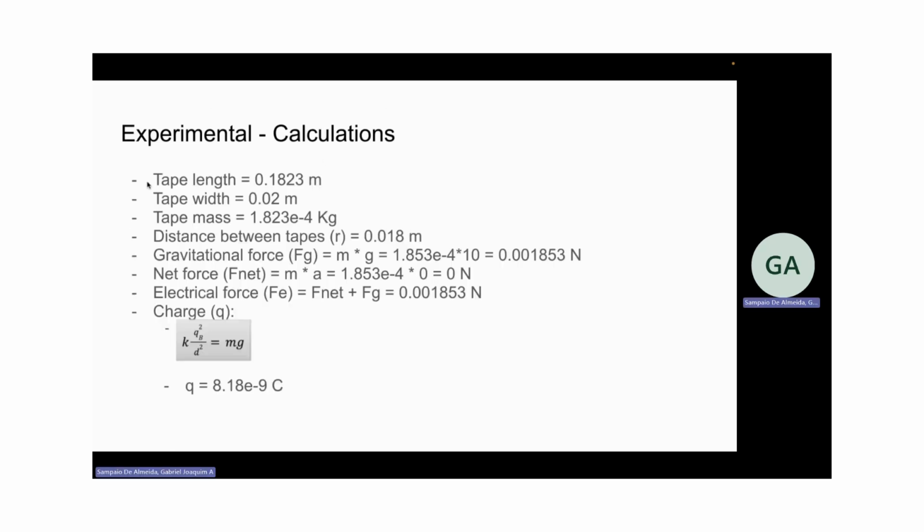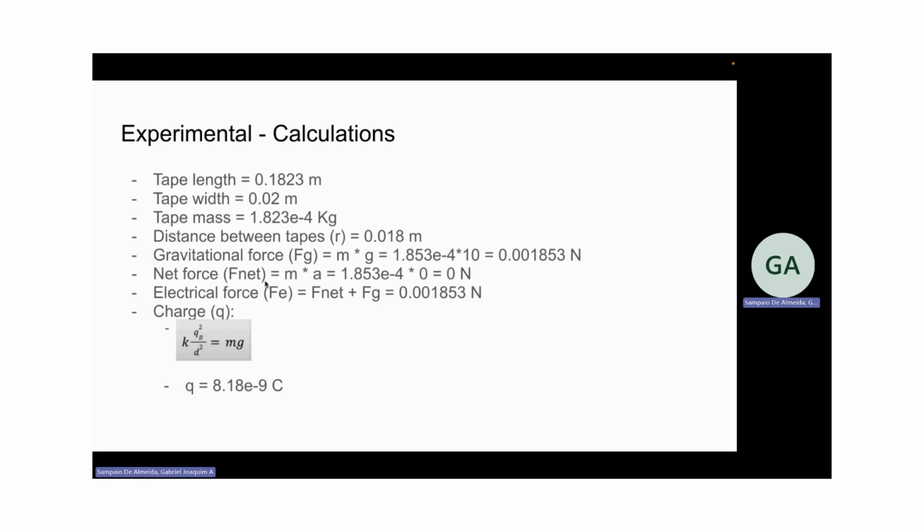For the calculations, the measured tape length was about 0.18 meters, the tape width 0.02 meters, and the tape mass was about 1.823 × 10^-4 kilograms. The distance between tape A and tape B when they stabilized was 0.018 meters. Gravitational force was calculated by the fundamentals, which is mass of the tapes times gravity, which leads to 0.0018 newtons.